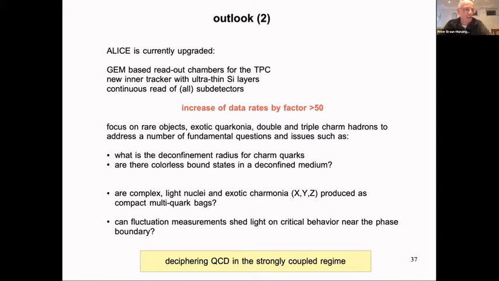We'd like to decipher QCD in the strongly coupled regime, and Jochen, we need all the help we can get. Thank you.